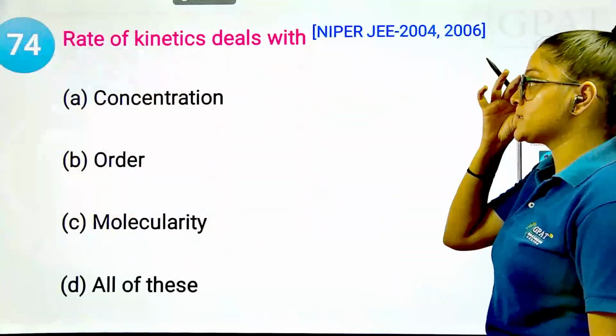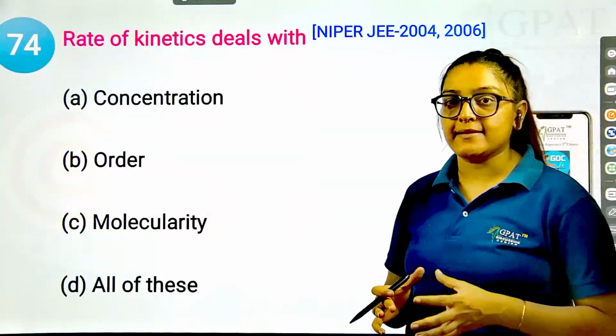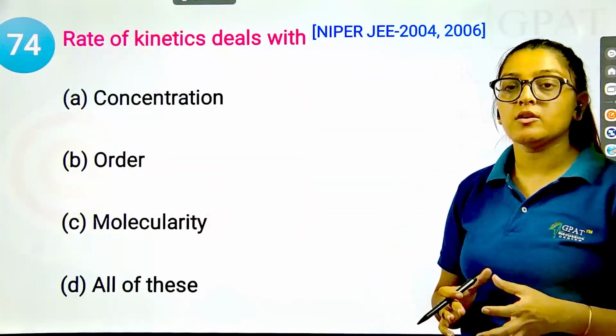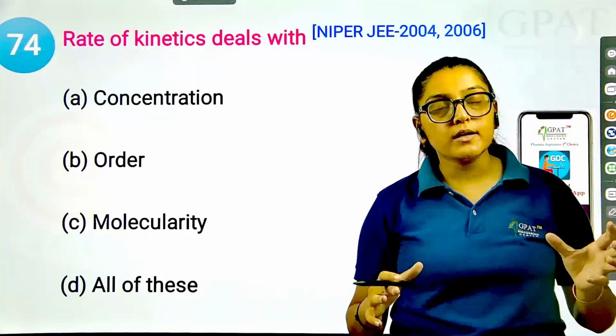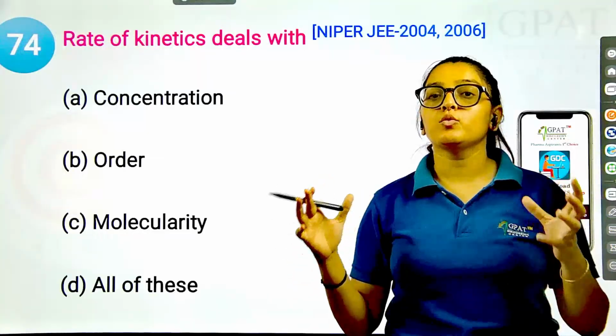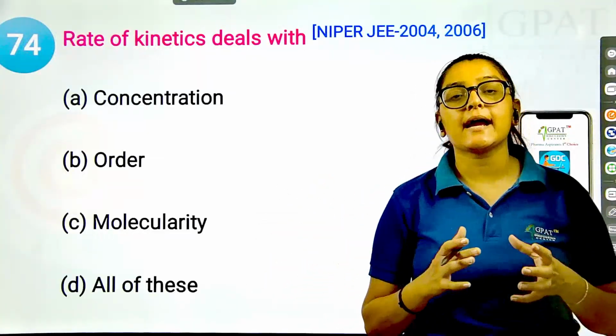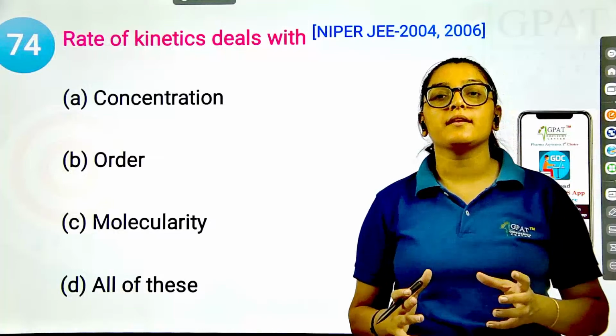Okay, next. The rate of kinetics deals with concentration, order, molecularity, all of these. So, order and molecularity are two different things. But the rate kinetics is definitely relevant to the order.